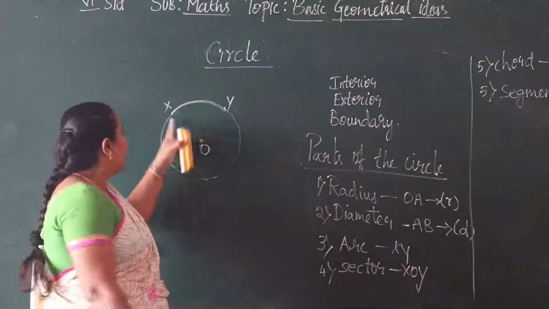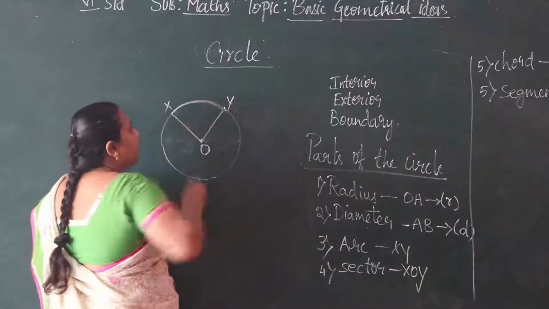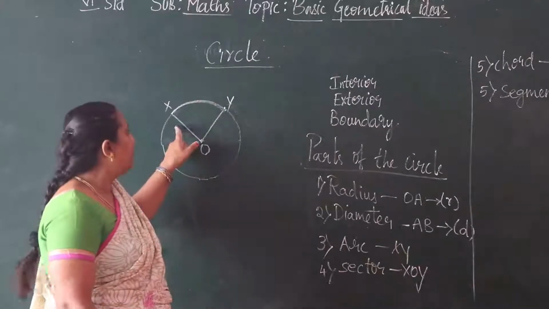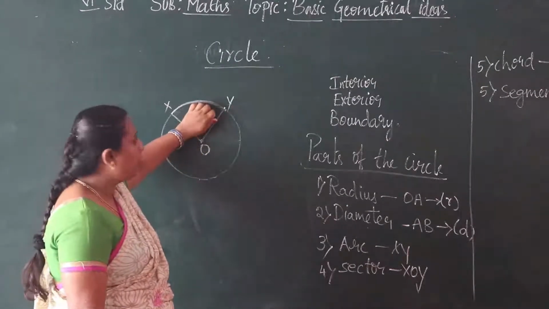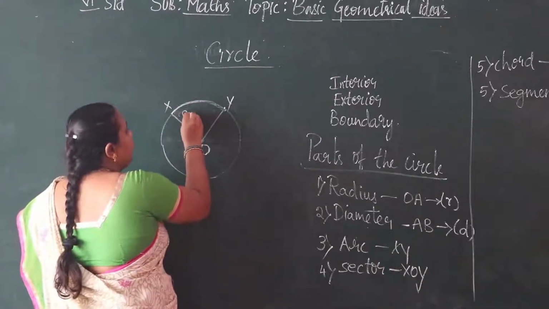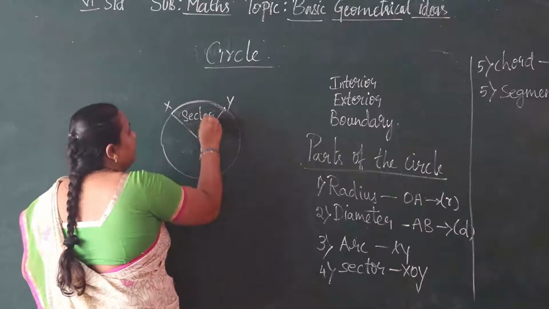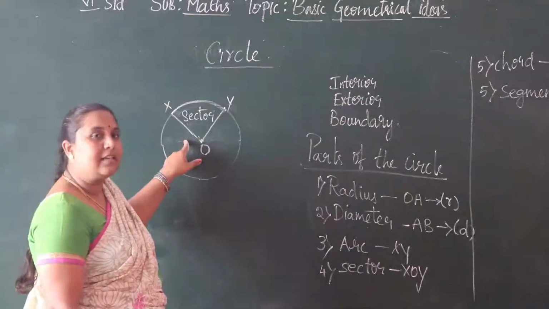And OX, OY, we are joining the two end points to the center of the circle. That area we can say is the sector. This area we can say is a sector of the circle.